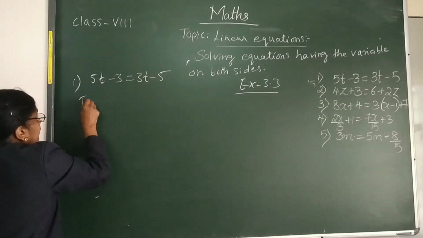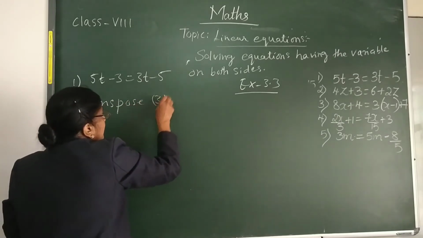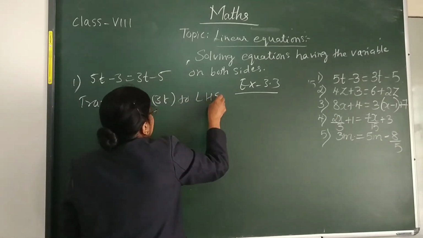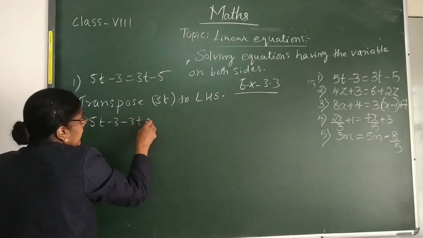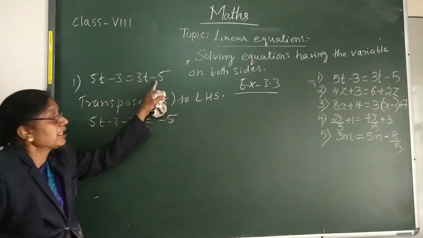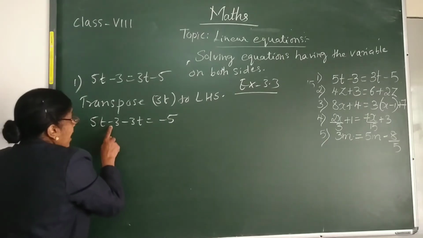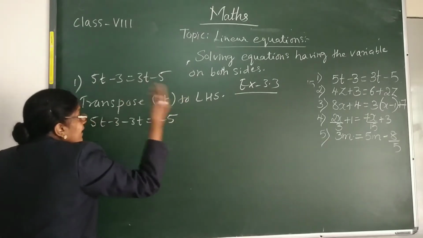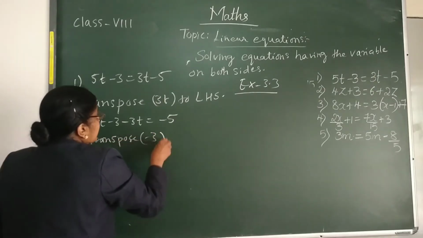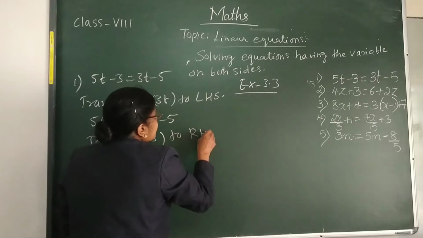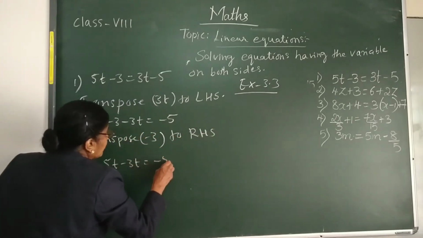So first what do we do? Transpose 3t to the left hand side. So what shall I get? 5t minus 3 minus 3t is equal to minus 5. Whatever the constant is on the right hand side will remain as it is. Now what shall I do next? The constant minus 3 I should take to the right hand side. So transpose minus 3 to the right hand side. What shall I get at that time? 5t minus 3t is equal to minus 5.